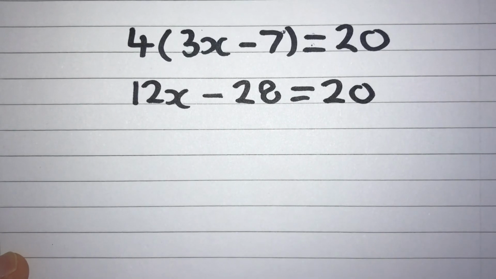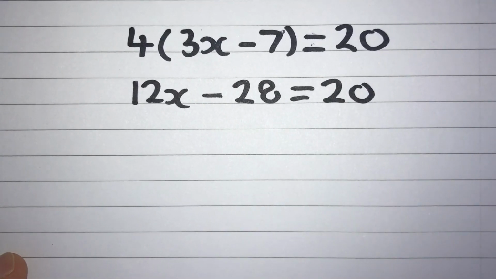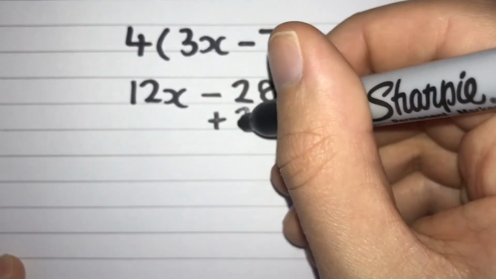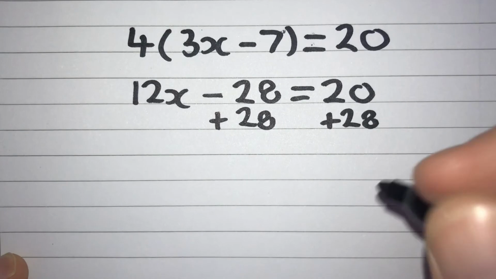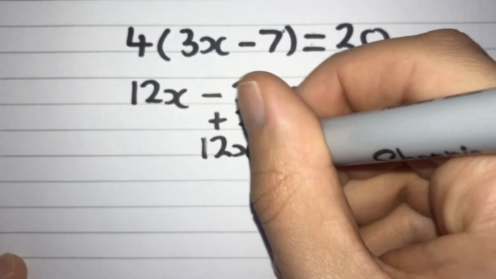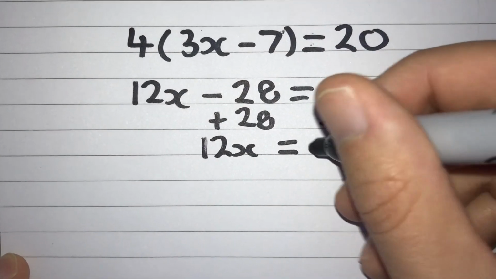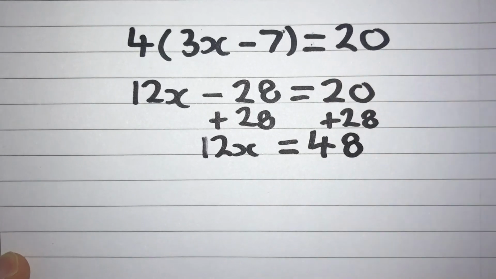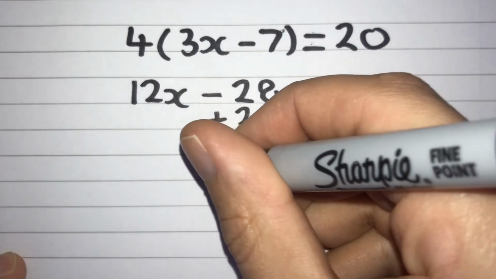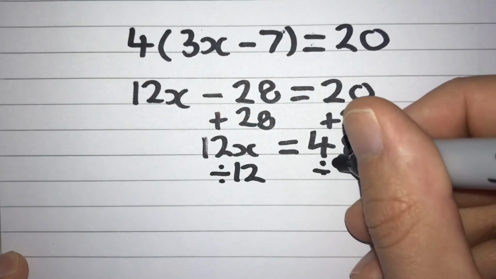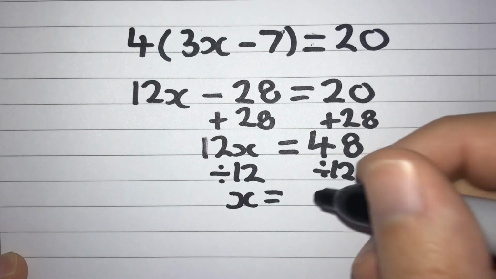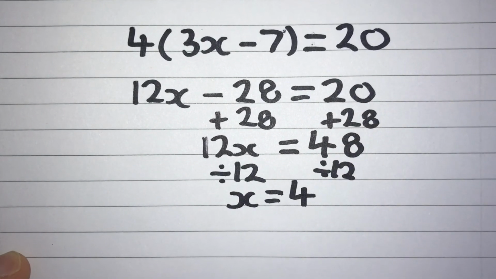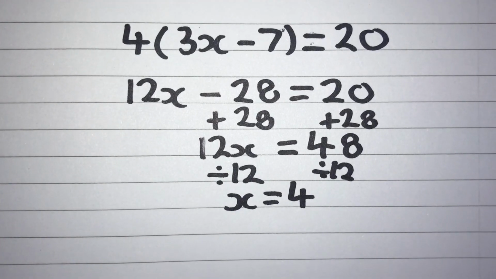To start undoing that, we first need to get rid of this minus 28, and we do that by doing the opposite. So we add 28 to both sides. So on the left-hand side, we're just left with our 12x. And on the right, 20 add 28 gives us 48. Now we've got 12x equals 48, so we've got to divide by this 12 on both sides. So x is going to be equal to 48 divided by 12, which gives us 4. So our answer should be x equals 4.